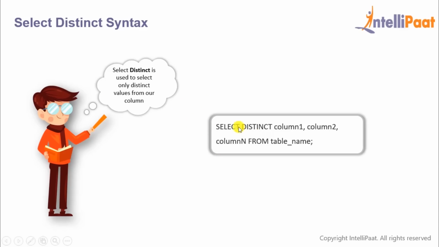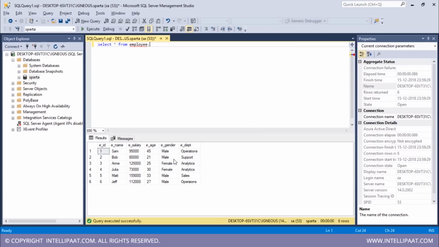The only difference is we follow up the select keyword with the distinct keyword. Now let's select some distinct values from our employee table. If we have a glance at this gender column, we see that these 2 values are being repeated. So we just have 2 values, male and female, and these 2 values are being repeated. So now if I wanted to extract only the distinct values, this would be the command for that.